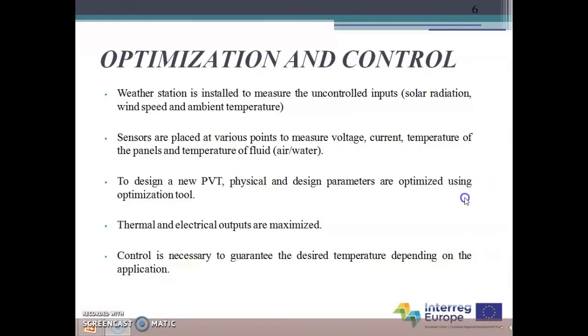The next section is optimization and control. To measure the uncontrolled inputs, a weather station is installed, and sensors are placed at different points to measure current, voltage, temperature of fluid, and temperature of the panels. Physical and design parameters are optimized using optimization tool to design a new PVT, and thermal and electrical outputs are maximized. It is necessary to have a control to guarantee the desired temperature depending on the application.